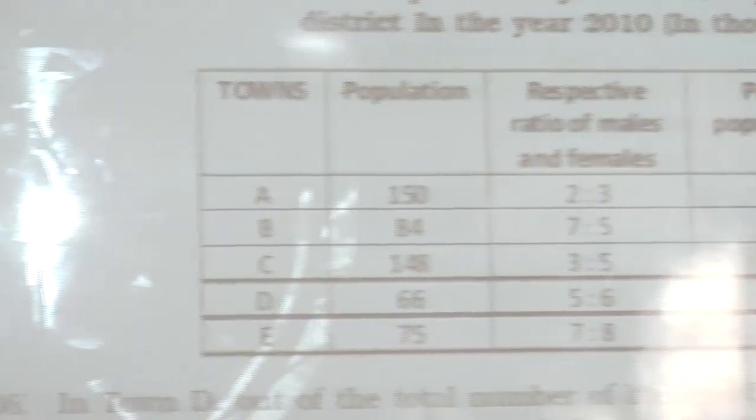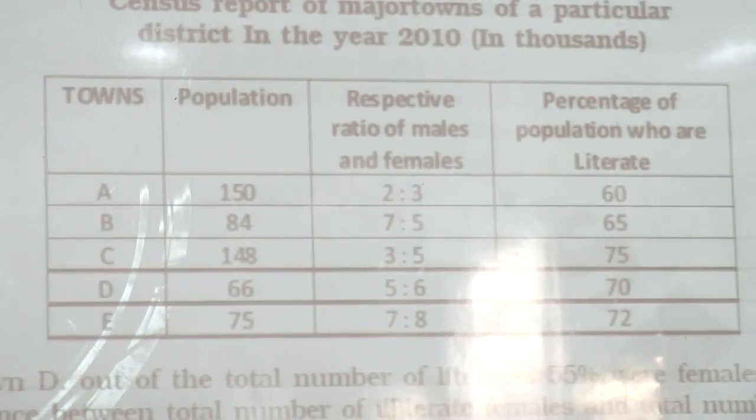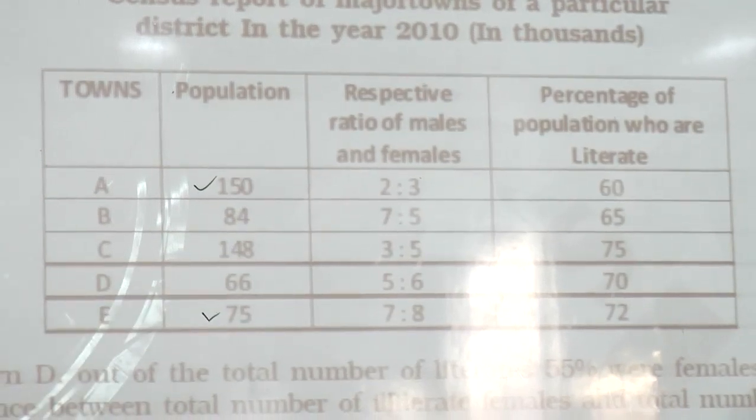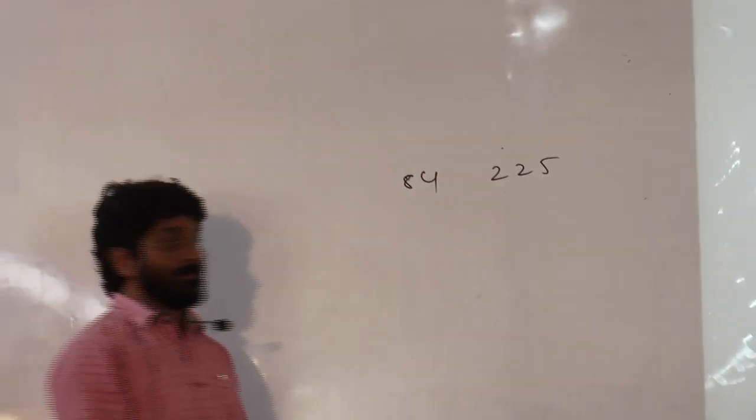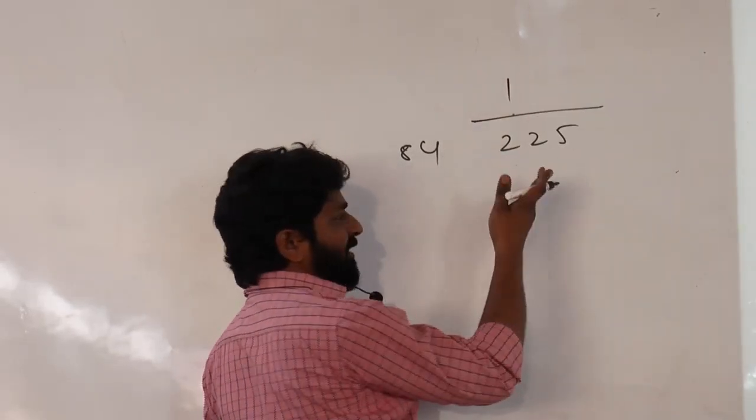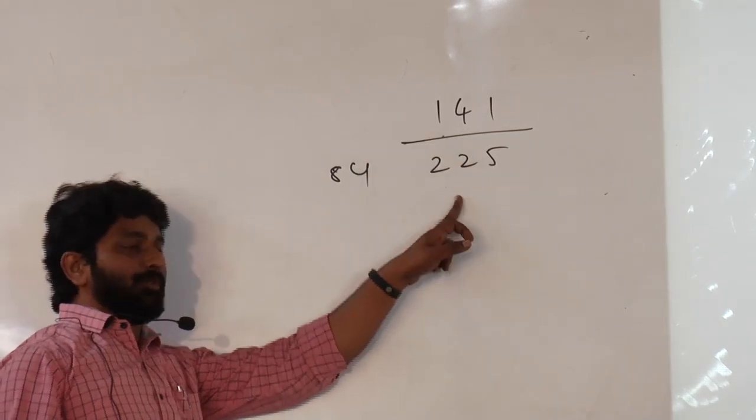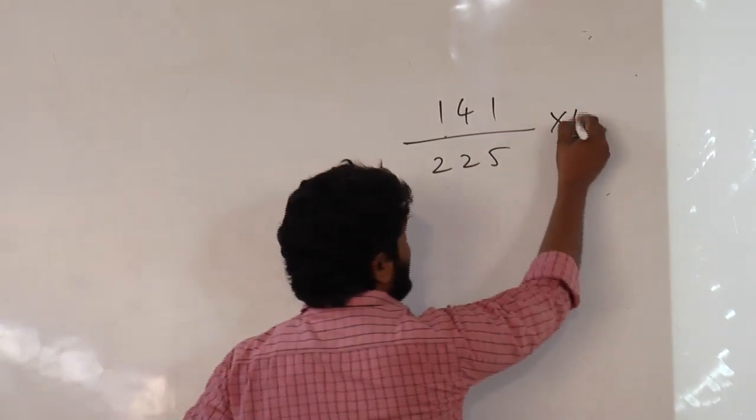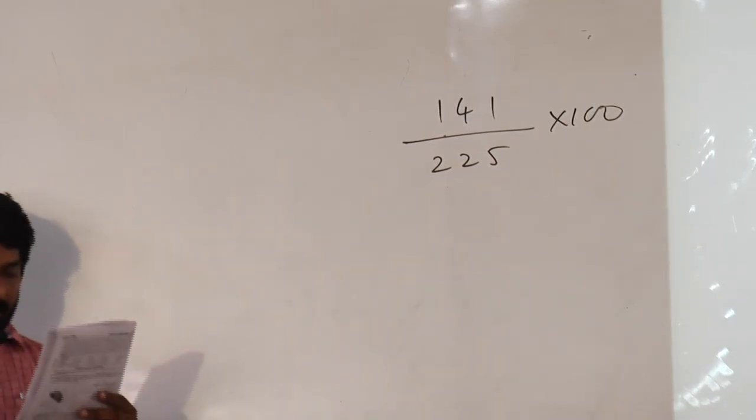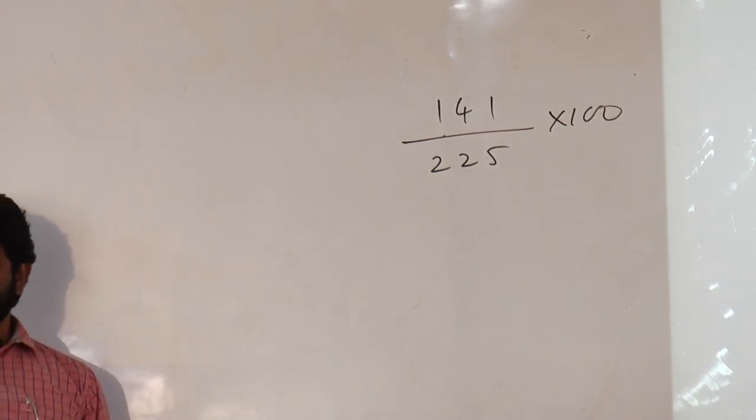Population of town B is what percent less than the total population of town A and E together? Population of town B, how much is it? 84. And A and E together? 225. One value is 84, the other value is 225. 84 is how much less than 225? 141. So 84 is 141 less than 225. Percentage, right? So into 100. This is what you need to calculate. But look at your options. Options are nearby 64, 62, 66 something. So they are near about 66 or 65.